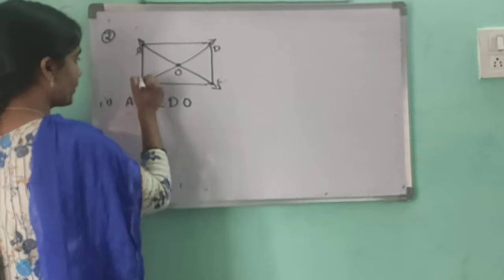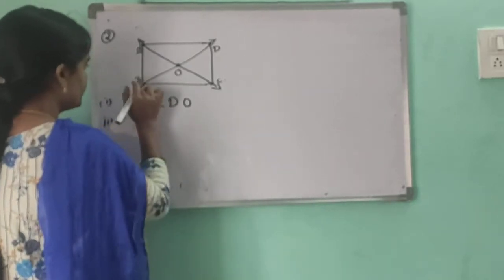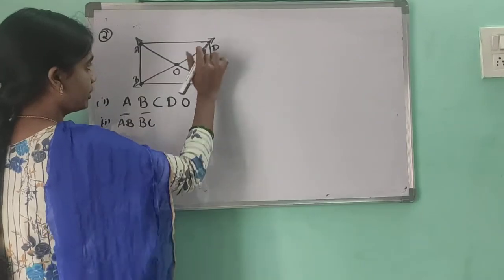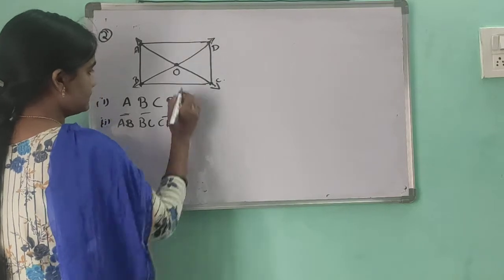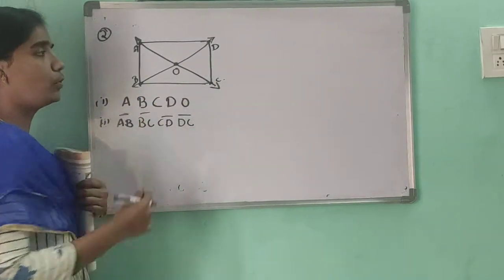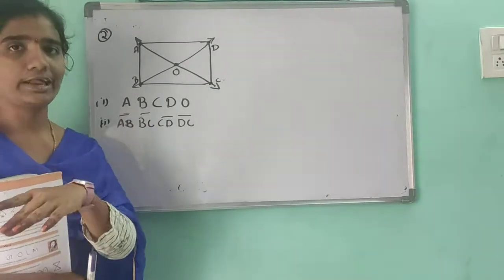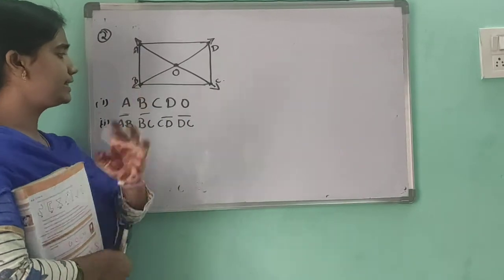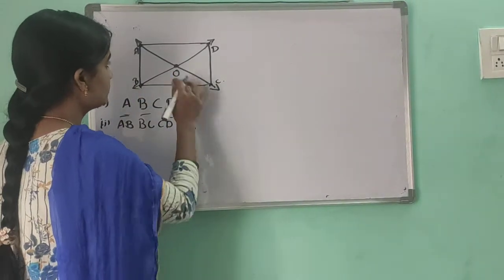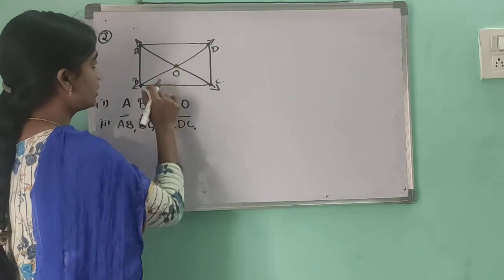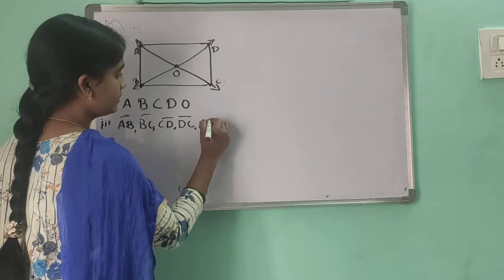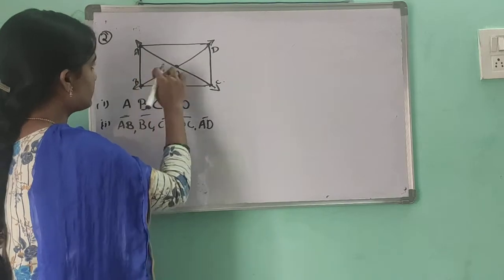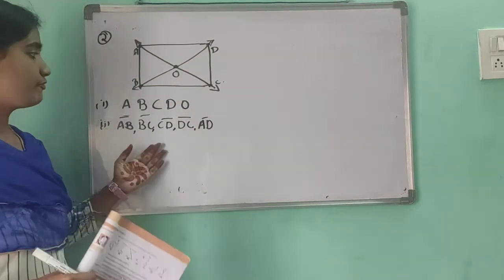So let's start with 1 point to another point, AB bar, BC bar, CD bar, DC bar. In this figure, we can write A to B or B to A, B to C or C to B, anything. So here I want to write AB bar, BC bar, CD bar, A to D, and B to C is already over, A to B is also over. So these are the 5 line segments.